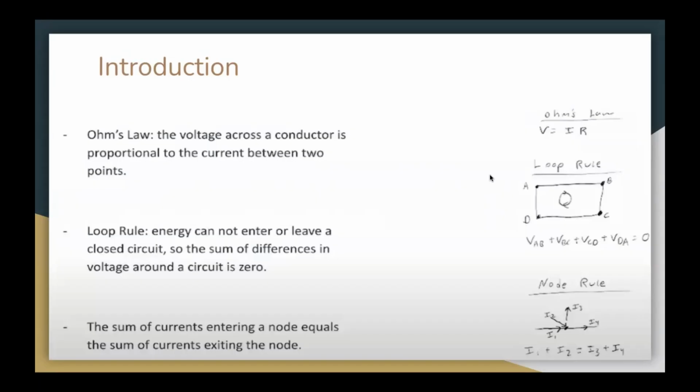As you can see right over here is Ohm's law, loop rule, and node rule as a visual diagram. And then as for their actual definitions, Ohm's law: the voltage across a conductor is proportional to the current between 2 points. Loop rule: energy cannot enter or leave a closed circuit, so the sum of the differences in voltage around the circuit is zero. And the sum of currents entering a node equals the sum of currents exiting the node.